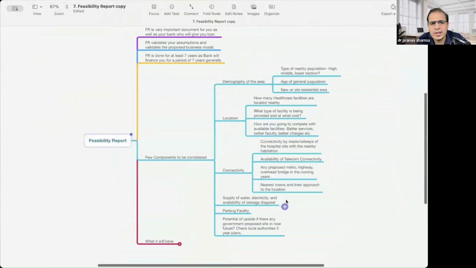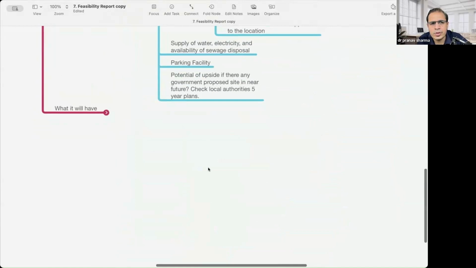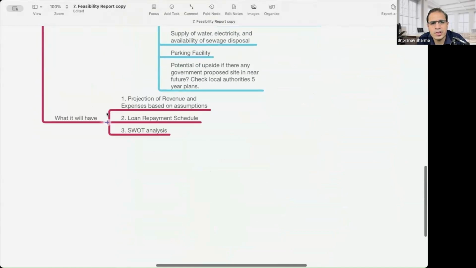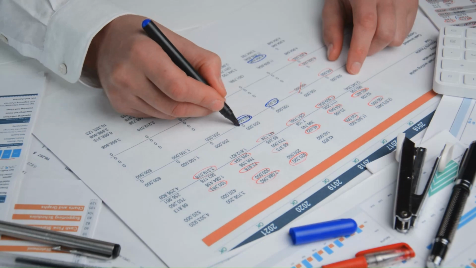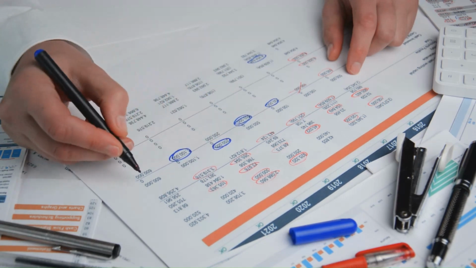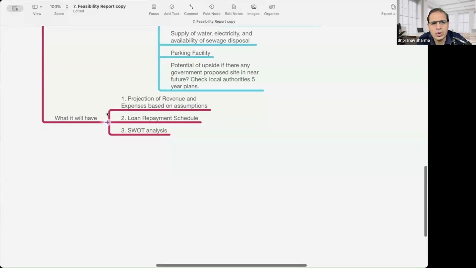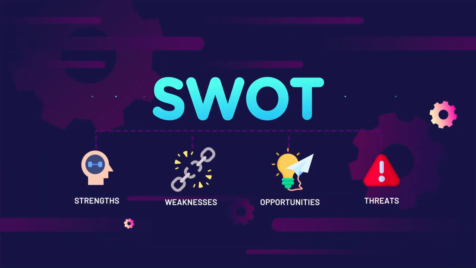And then what will the feasibility report actually have? It will have the projections of your revenue, like how will you get back the money that you have invested. And these are the expenses based on the assumptions. I'll show you how it is done. And in this you have to take the help of a CA. So these are all the calculations on the basis of the assumptions. How are you going to repay the loan? What is the strength, weakness, opportunity and threat analysis?